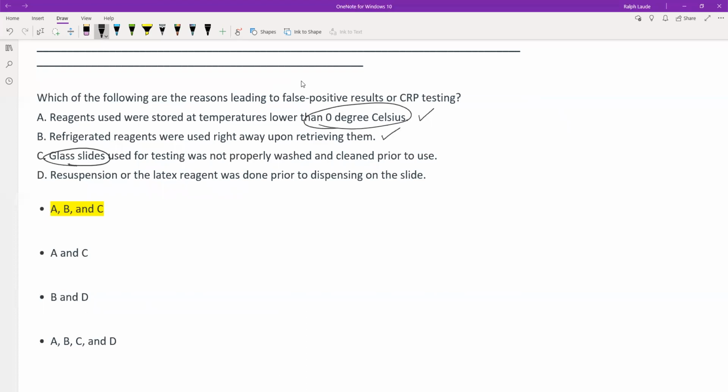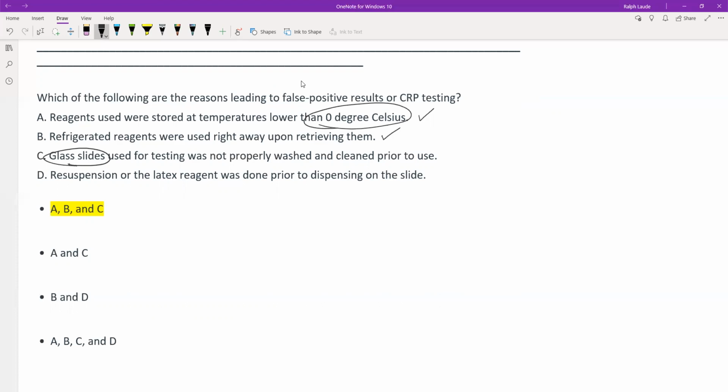Kasi if you are going to make use of a slide that has the same color as the reagent, or it could be clear, like the conventional glass slides we use in the laboratory, you cannot appreciate or detect the presence of agglutination reaction. What if the agglutination reaction is 1 plus or 2 plus, which is weak? So mahirap siya tingnan if you have the same color of the slide.